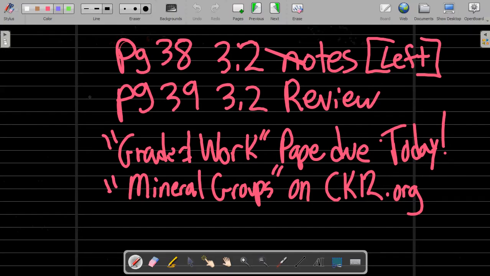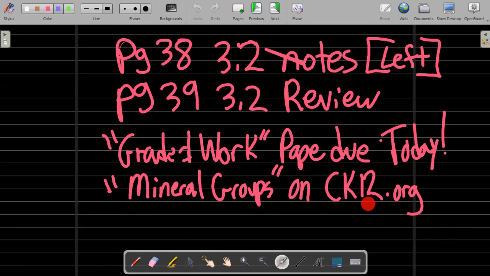Alright, so this is just a quick overview of what we did in class today. There we go. On page 38 of your notebook, we have the 3.2 notes glued in. On page 39, you're going to answer the review questions for 3.2. We have a graded work paper that is due today. I'll post that as an assignment in Teams, so people will be able to access it.